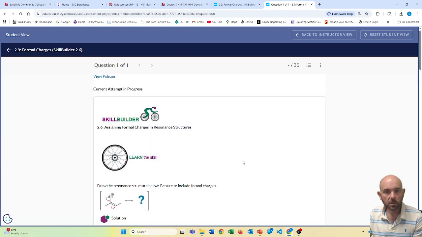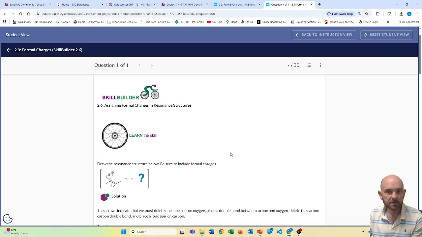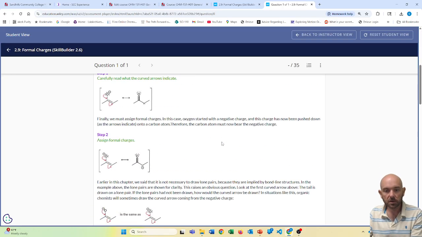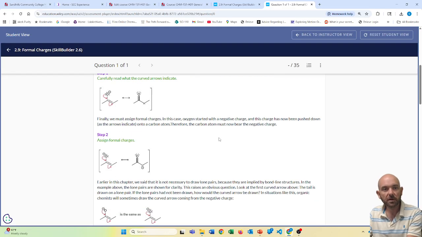So when we click Start Assignment, we go in here and we see an example from our text 2.6, assigning formal charges in resonance structures. The way this assignment works is they're going to give you a resonance structure with the resonance already drawn, with the arrows already put. You just have to modify the second structure to represent the result of that resonance action. So we're going to assume that the first structure they give us is correct, and then the second structure is incorrect, and we have to modify it for it to be correct.